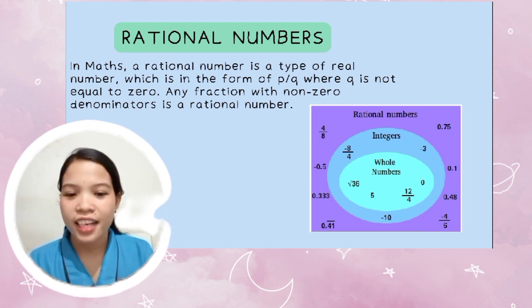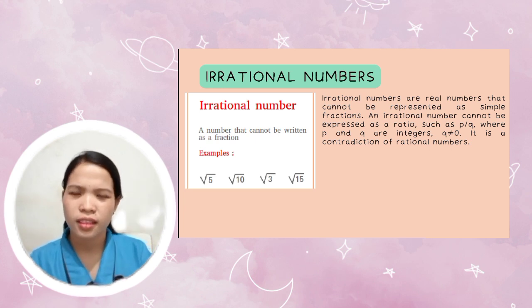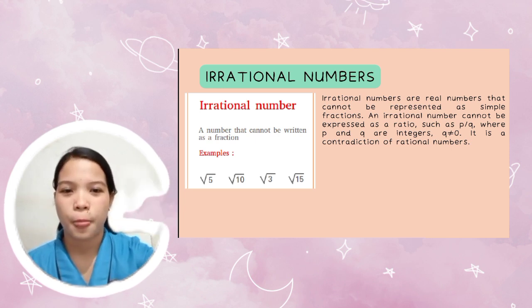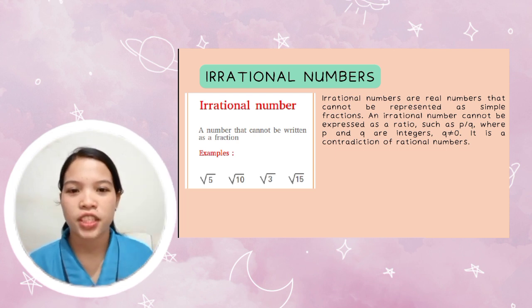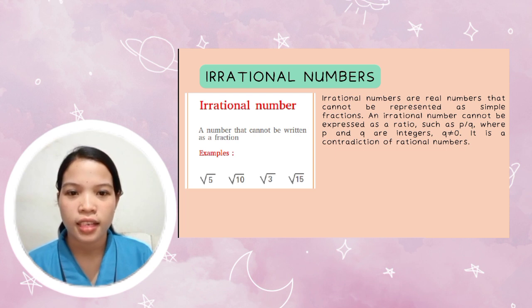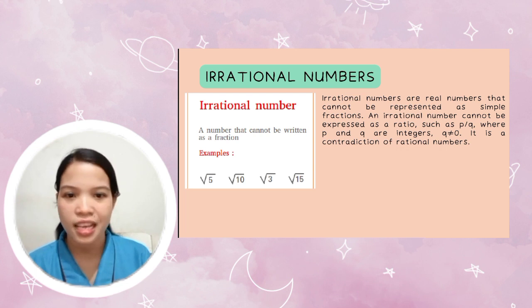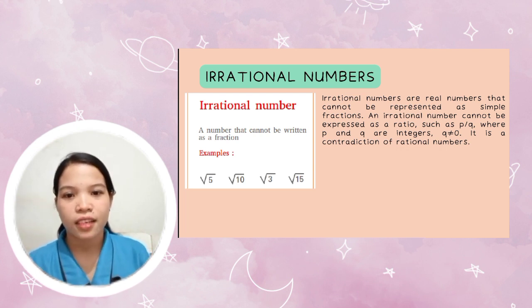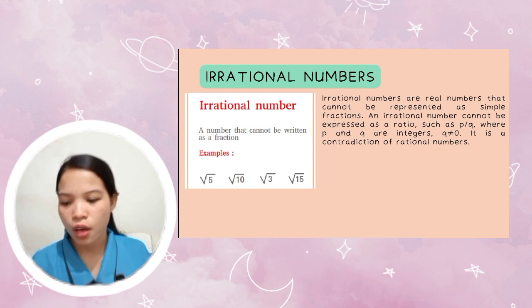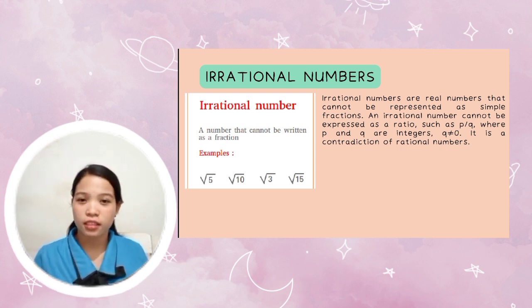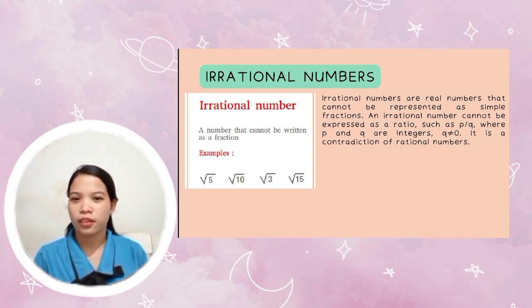On the other hand, what do you mean when we call something an irrational number? Irrational numbers are real numbers that cannot be represented as simple fractions. An irrational number cannot be expressed as a ratio P over Q, where P and Q are integers and Q is not equal to 0. It is a contradiction to rational numbers. When we talk about rational numbers, we talk about fractions, integers, and whole numbers.